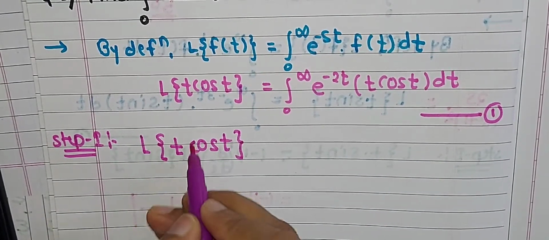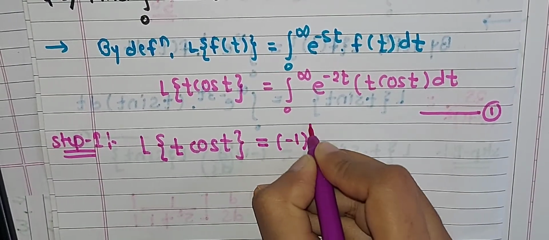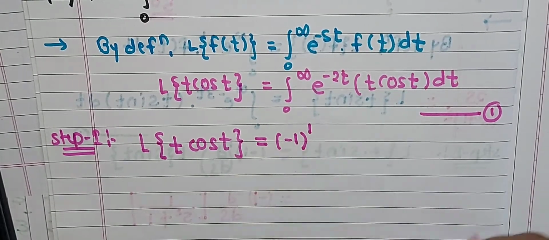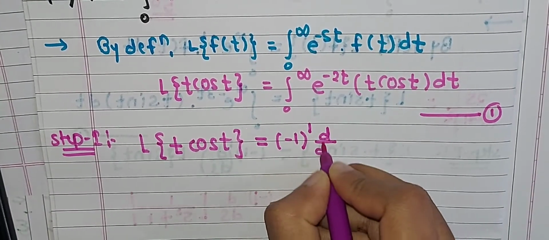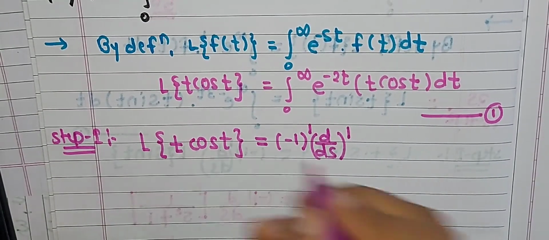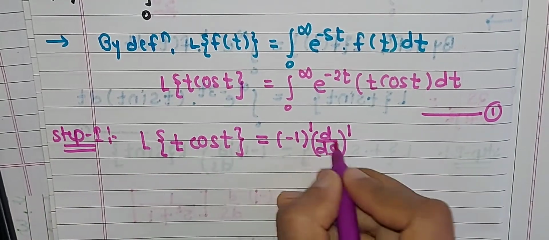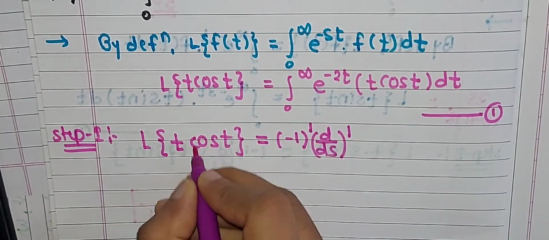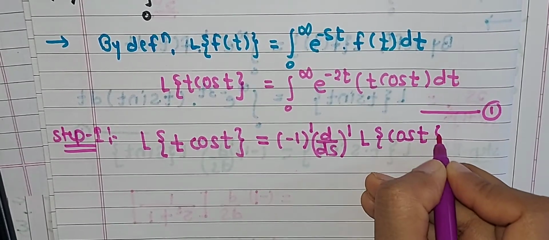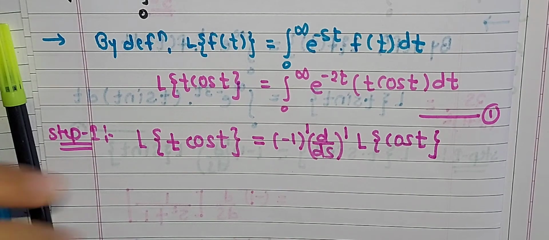When a term is multiplied by t, then our formula will be minus 1 raised to 1, because t has a power 1, therefore minus 1 will contain a power 1. Again d by ds, of course it will contain a power 1, because t has a power 1, therefore d by ds will contain a power 1. Now this is for t. Now apply Laplace on the remaining term, that is Laplace of cos t. Okay, so this is my formula by effect of multiplication by t.